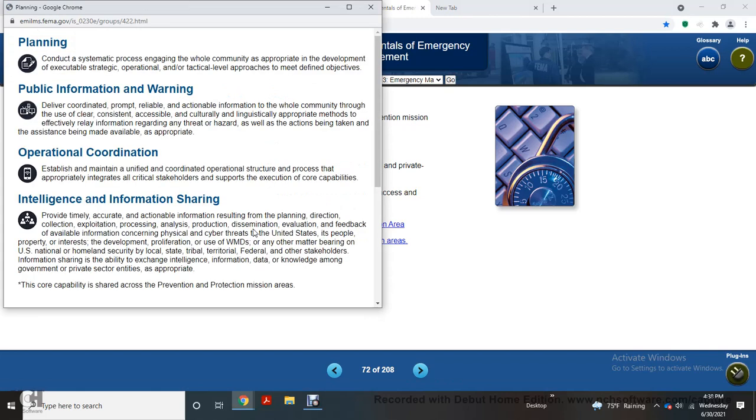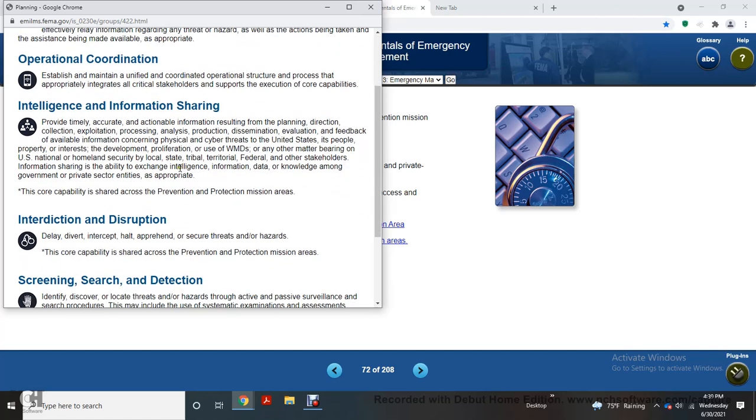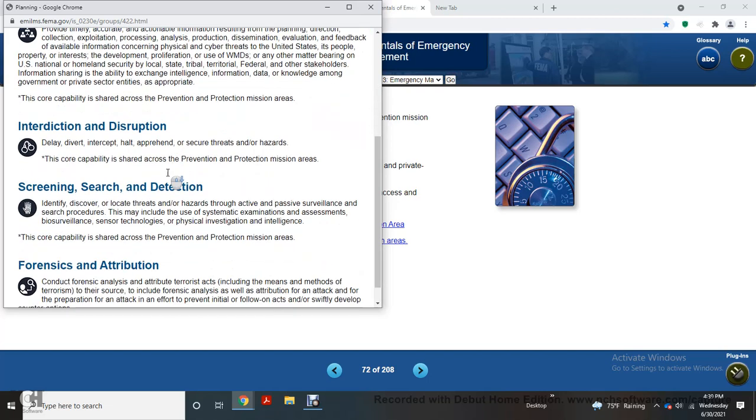Planning. Conduct a systematic process engaging the whole community to develop executable strategic, operational, and tactical approaches to meet defined objectives. Public information and warning. Deliver coordinated, prompt, reliable, and actionable information to the whole community through the use of clear, consistent, accessible, culturally and linguistically appropriate methods that effectively relay information regarding the threat, as well as the actions being taken and the assistance being made available, as appropriate. Operational coordination. Establish and maintain a unified and coordinated operational structure and process that appropriately integrates all critical stakeholders and supports the execution of core capabilities.